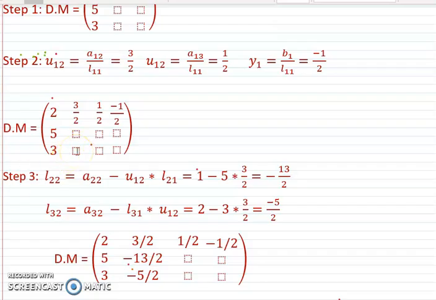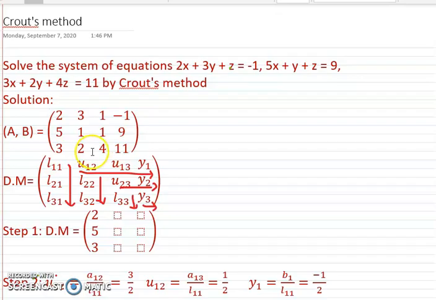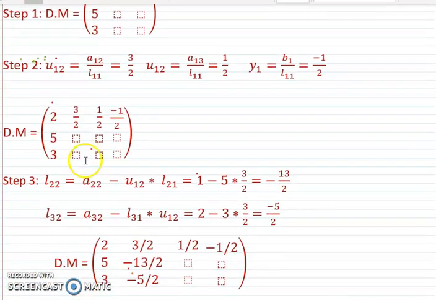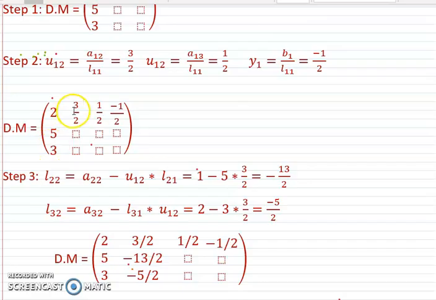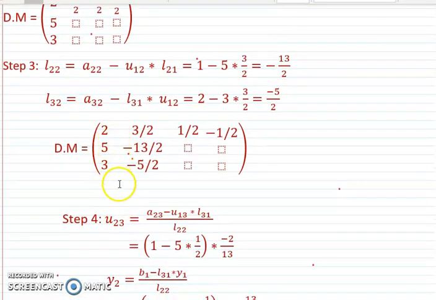Next element is L32. This is obtained by taking the product of the first row element 3 and first column element 3 by 2. These two are multiplied and subtracted from the corresponding element, that is 2. So 2 minus 3 into 3 by 2, which is calculated as minus 5 by 2. So we have filled up the first column elements and second column elements. Still 4 elements are yet to be calculated.